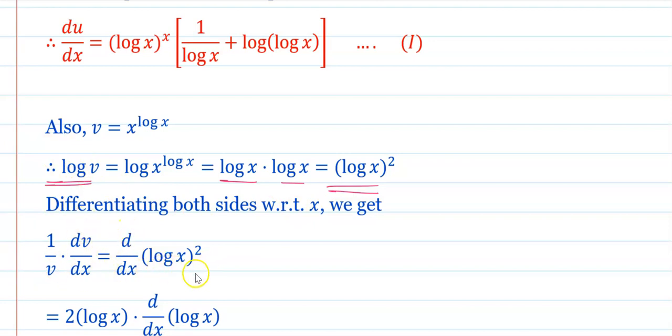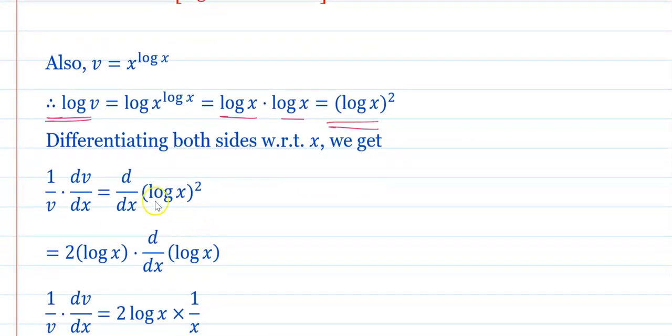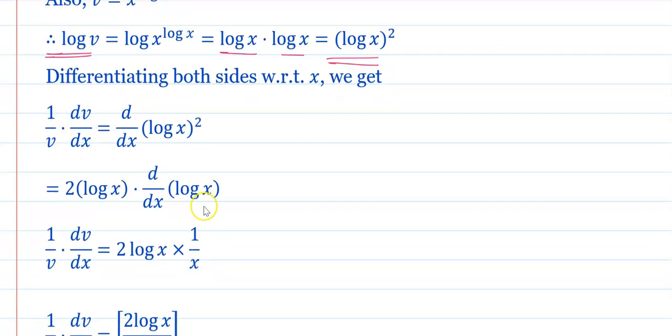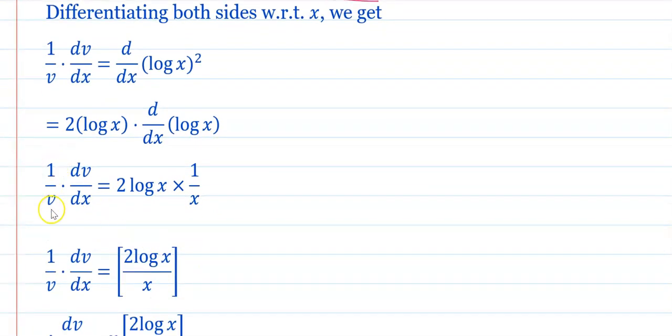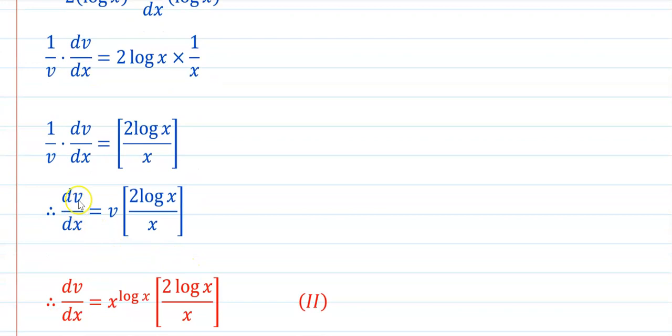x bracket square. Now the derivative of log of x bracket square, the derivative of the power, we will find out: 2 times log of x into d/dx of log of x. What's the derivative of log of x? It is 1 upon x, and therefore you will get 2 log of x into 1 upon x. Therefore, 1 upon v into dv by dx is equals to 2 log of x upon x, and therefore dv by dx is equals to v into 2 in bracket log of x upon x.